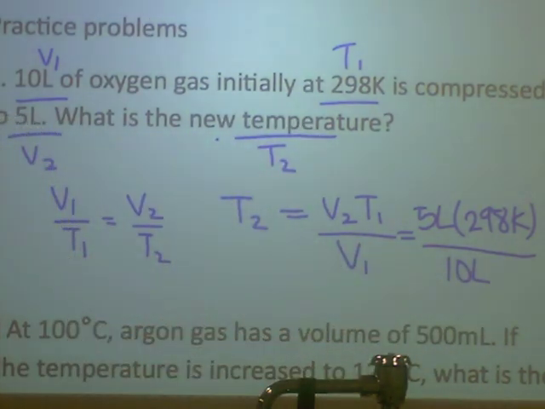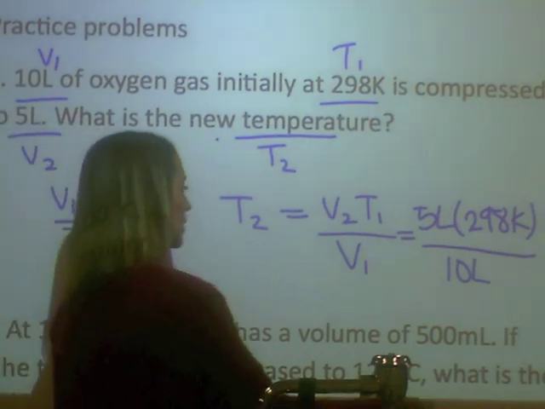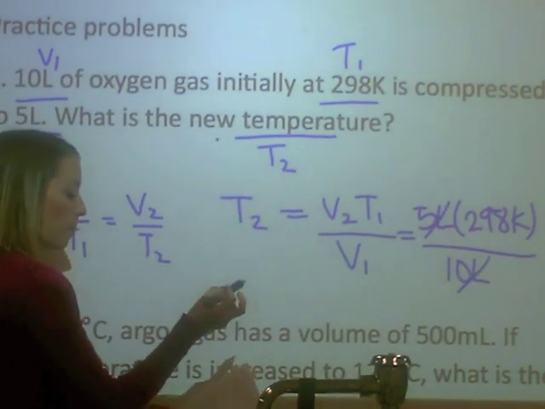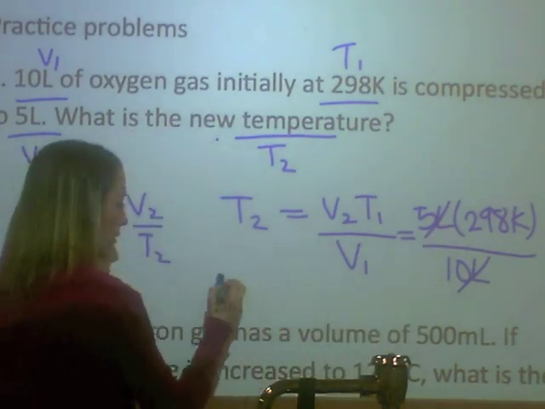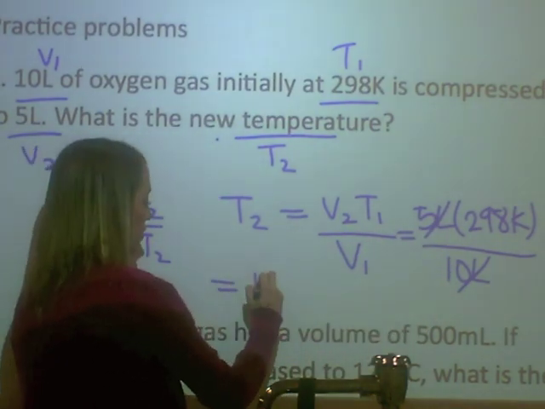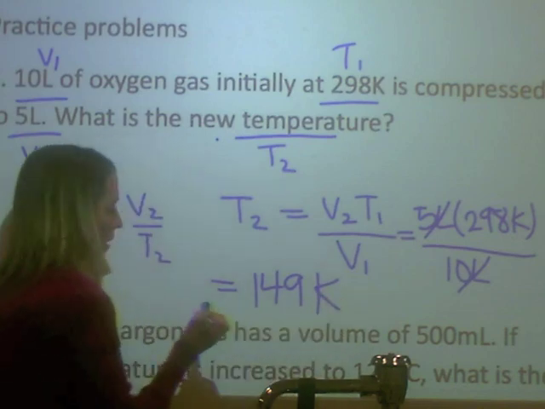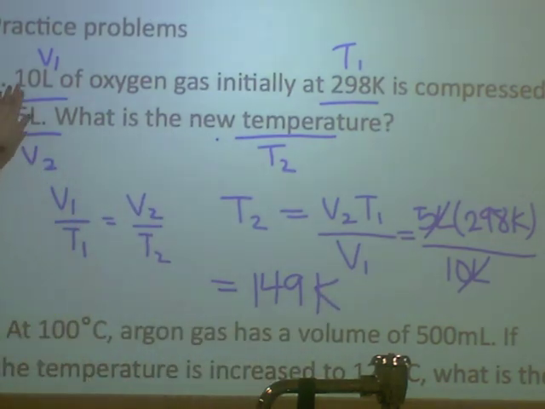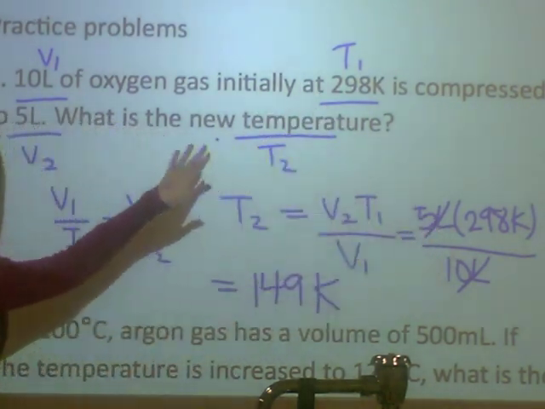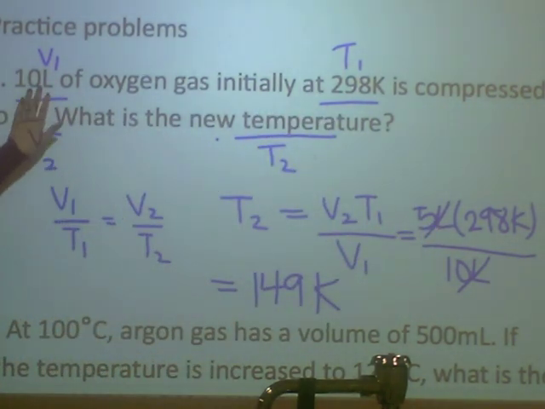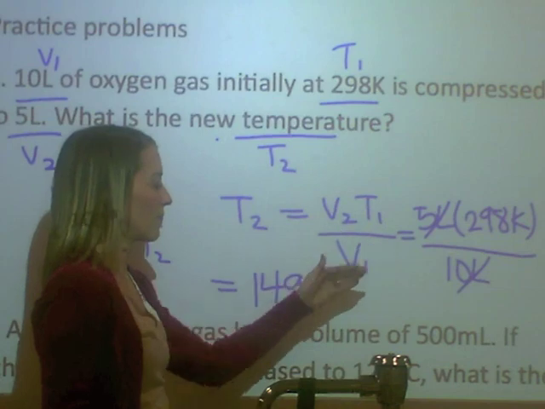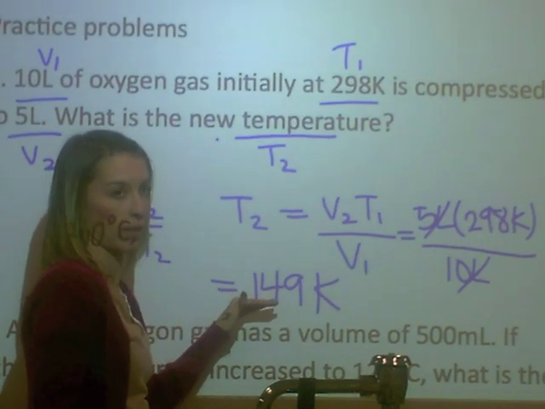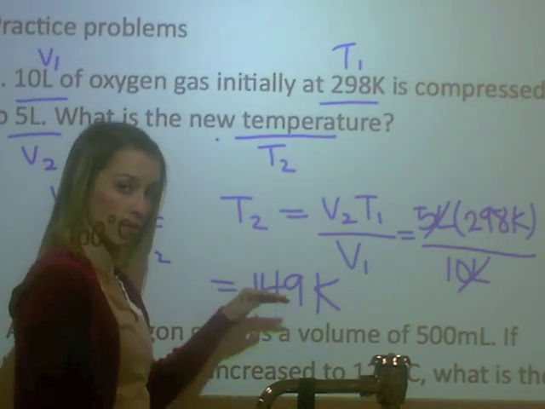What units can I cancel on this one? That's right, I can cancel my liters. This divided by that will give me 149 Kelvin. And we can double check. Our volume decreased, so our temperature is going to decrease. Our volume decreased by 10 divided by 5 is 2, so it decreased by twofold. Half of 298 is 149. So that actually makes sense.